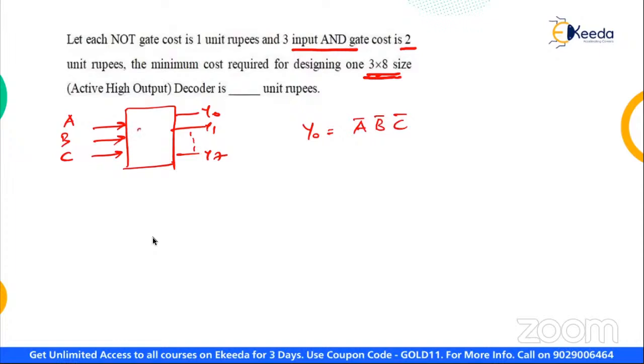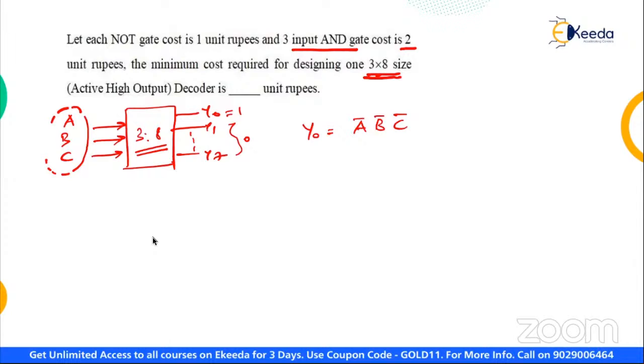I'm sure you remember what is a 3:8 decoder. 3 inputs with 8 outputs. Out of 8, only 1 output is active at a time. That is, when Y0 is equal to 1, all others are 0. When Y1 is equal to 1, all the rest, Y0 and Y2 to Y7, are 0. So the rule of the 3:8 decoder is, at any given time only 1 output is active, and that depends upon what combination you have provided at input ABC. I hope you are understanding that.